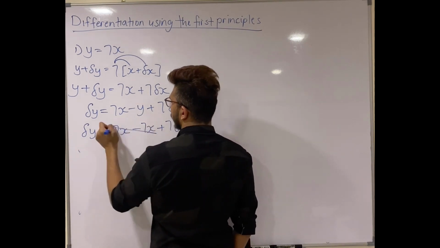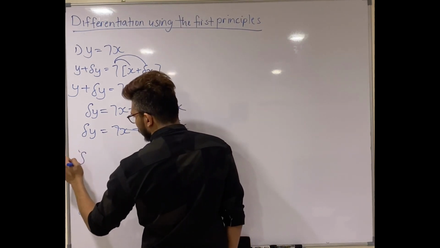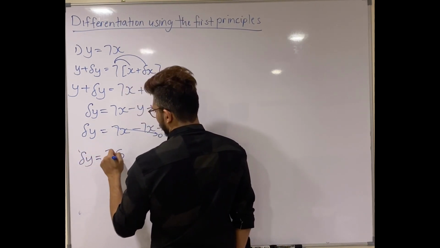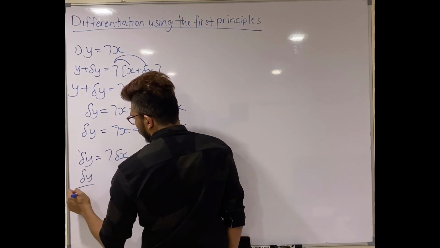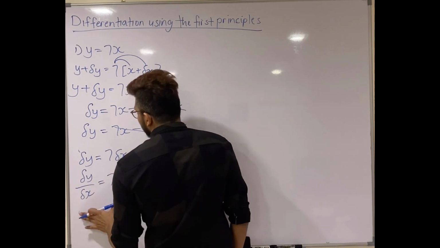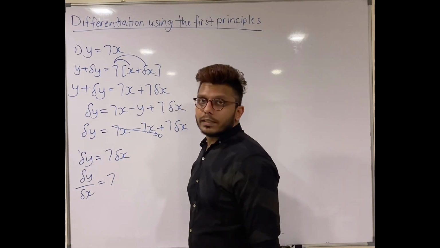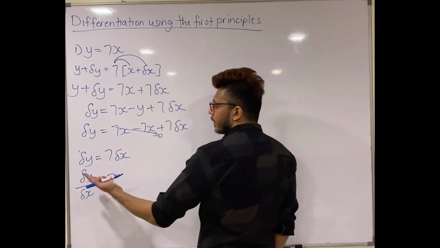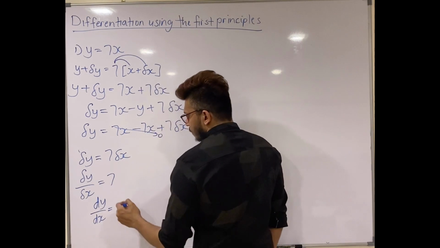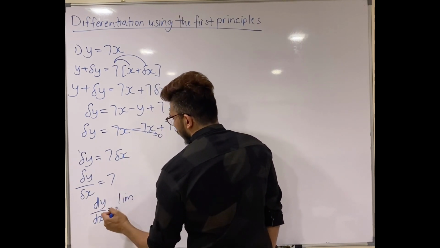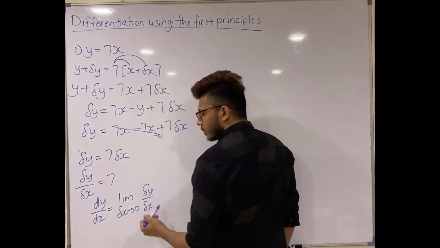So this is 0. That leaves us with, okay, so bring delta x the other side, so it's going to be delta y over delta x equals 7, and this is not your final answer because you want to find dy dx. This is delta y over delta x. Now, how are dy dx related to this? dy dx is equal to the limit as delta x approaches 0 of delta y over delta x.